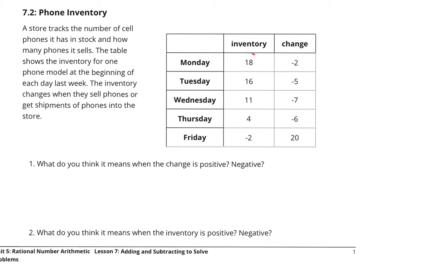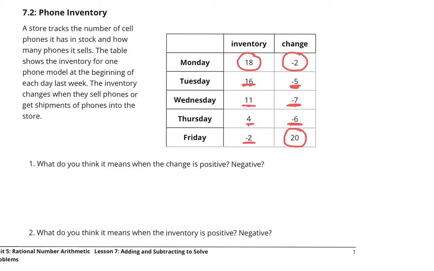So on Monday they had 18 phones. The change was minus 2. And on Tuesday they resulted in 16 phones. After Tuesday, the change was minus 5. They resulted in 11 phones. Then a change of minus 7 resulted in 4 phones. A change of minus 6 resulted in negative 2 phones. And then they have this big change of 20.